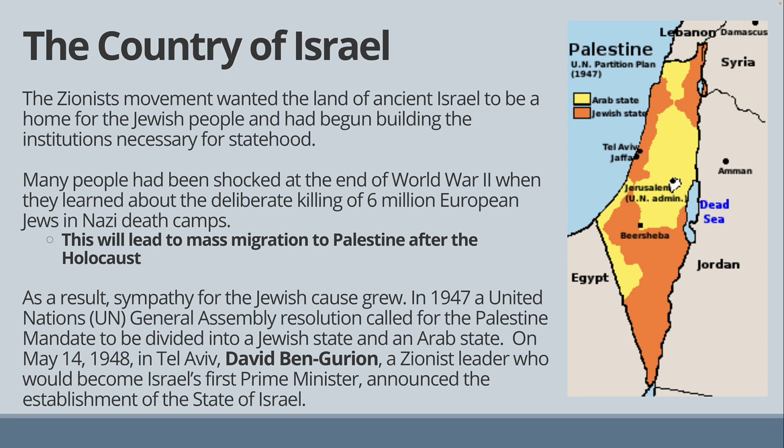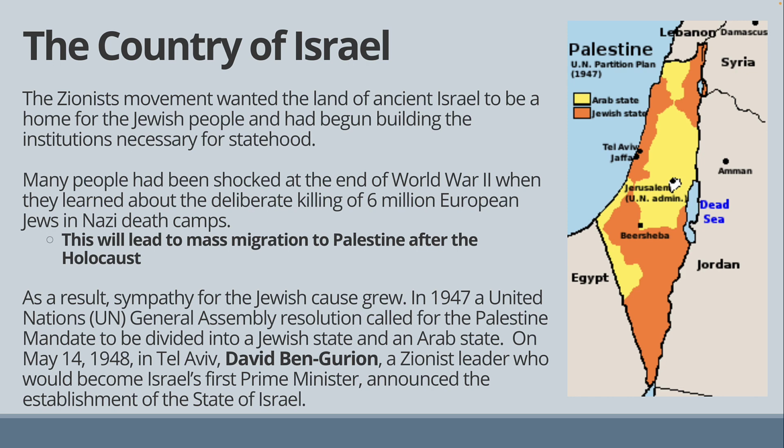However, at the end of World War II, much of the world was shocked. Many people were shocked at what was happening towards Jews with the Holocaust, right? Because of that, a lot of sympathy came in for Jewish people, right? And in 1947, as you see here, the UN General Assembly issued a resolution to call for the Palestinian Mandate to be divided into a Jewish state and an Arabic state. So it was supposed to be divided, as you see here in this map.